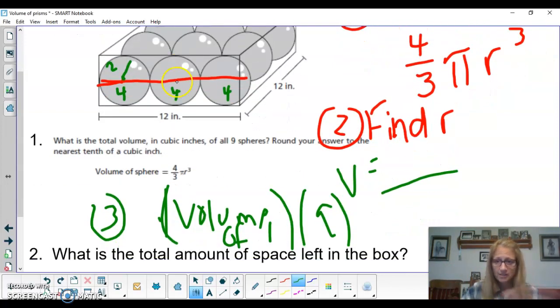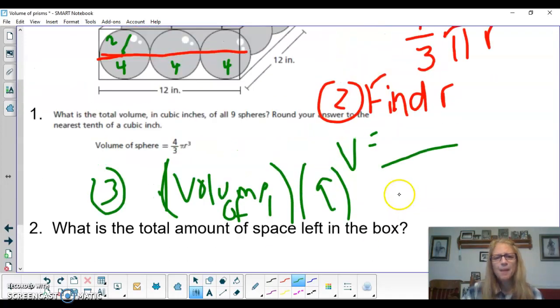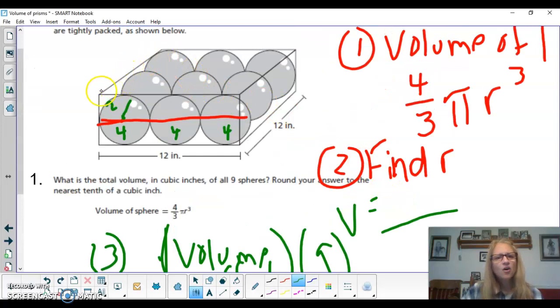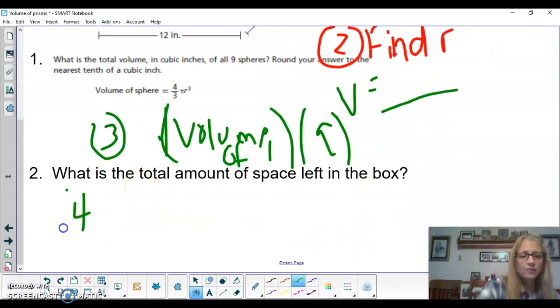Remember, you're on your own, you're going to submit this. Now we want to find the total amount of space left in the box. So how are we going to find all the space there in that white? Okay, so what do you think? What are we going to do? What do we need to find first? All right, you should have answered. You're right, we have to find the volume.